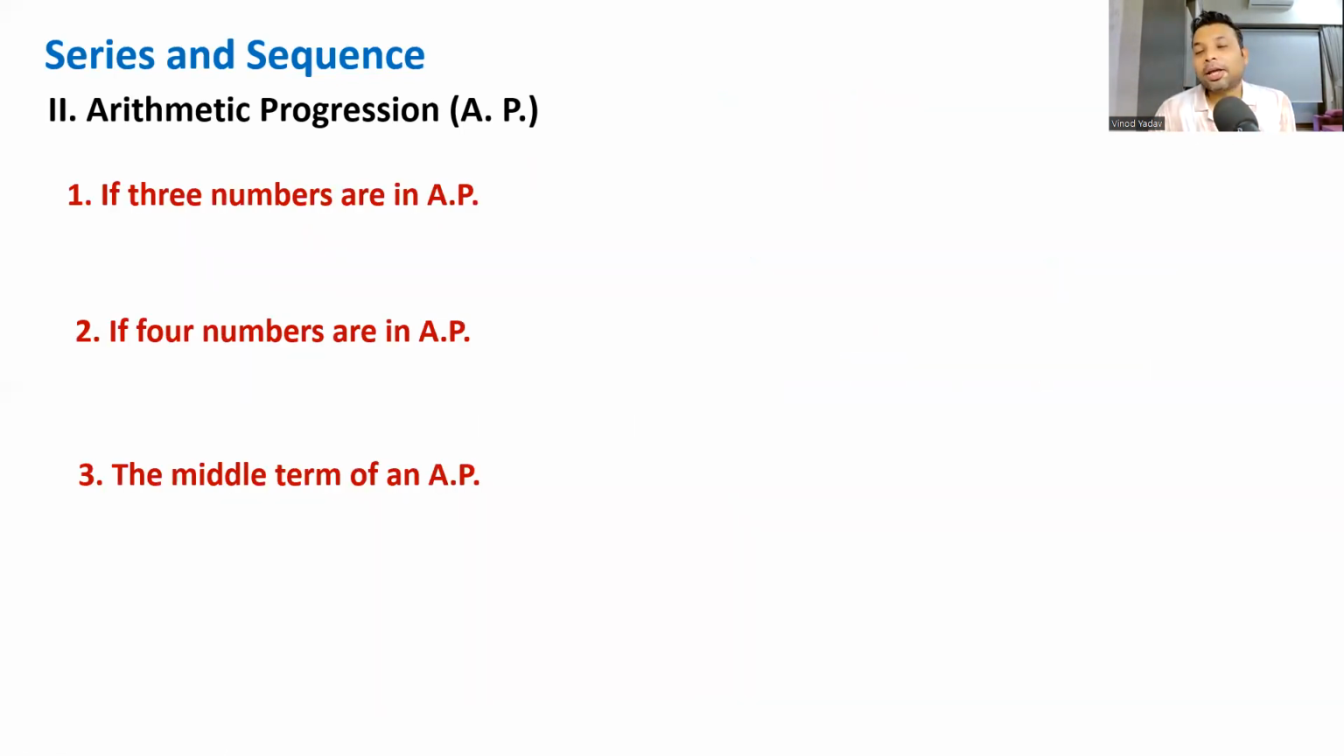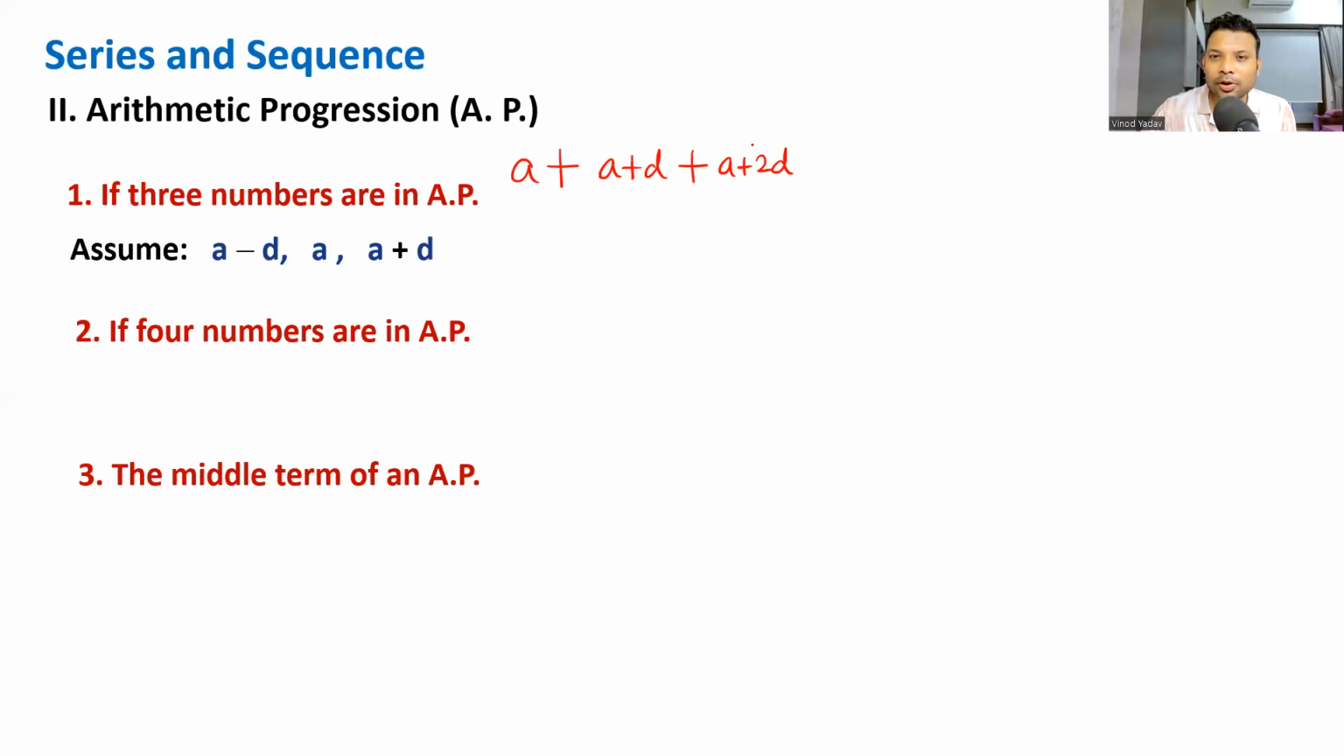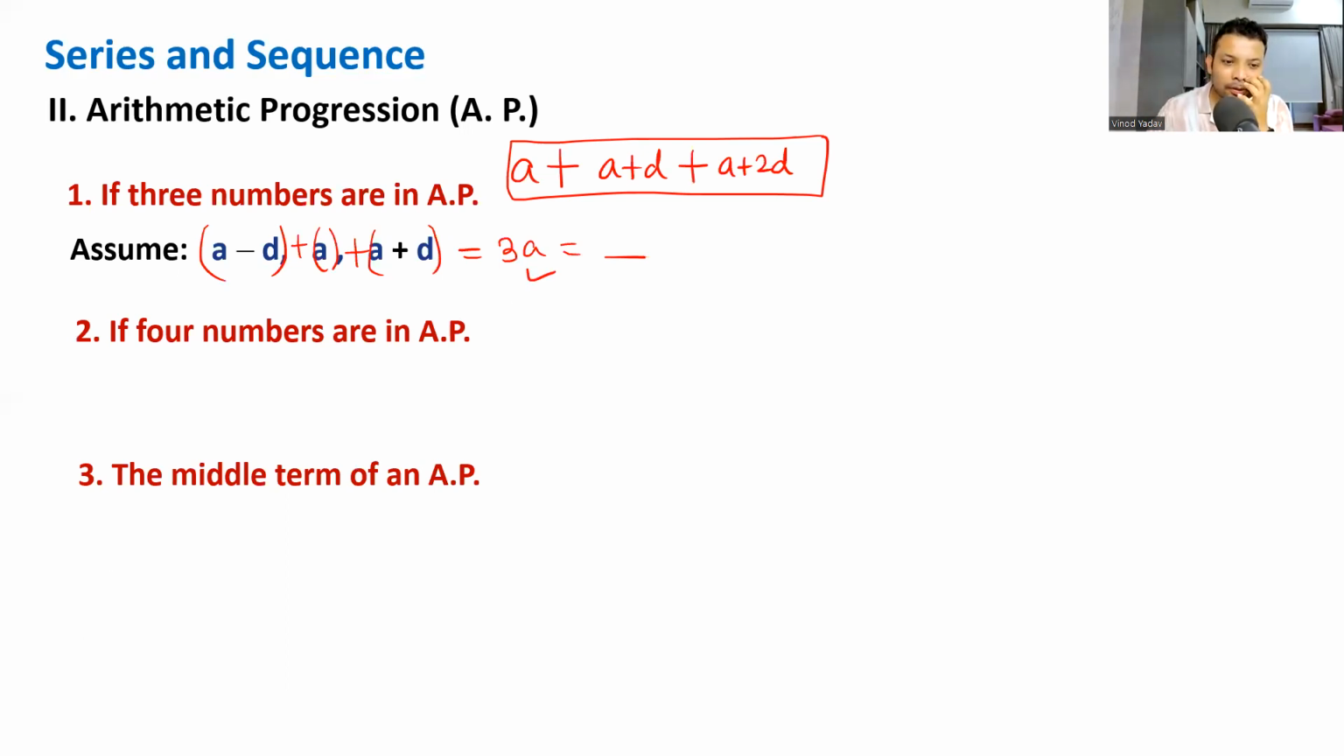If 3 numbers are in AP, how do you assume 3 numbers in AP? This is the way you assume: instead of A, the next term A plus D, its next term A plus 2D. Simply because if they are talking about addition of these three terms, here you're not getting any advantage as such. But here, if you add, you can see clearly that D will get cancelled. So you'll straight away get 3A is equal to something, so A you get immediately. Correct? That is why we should assume like this.